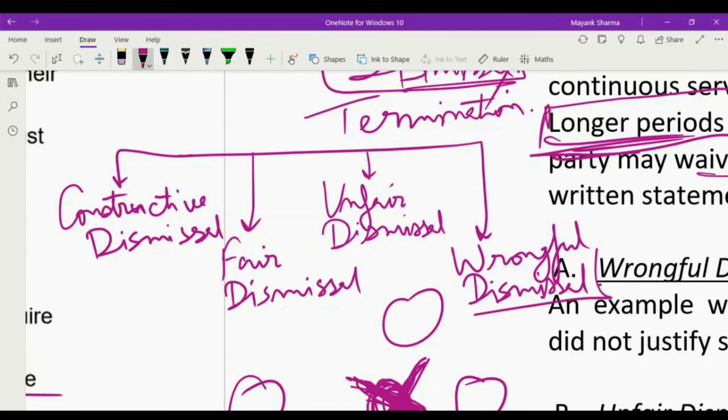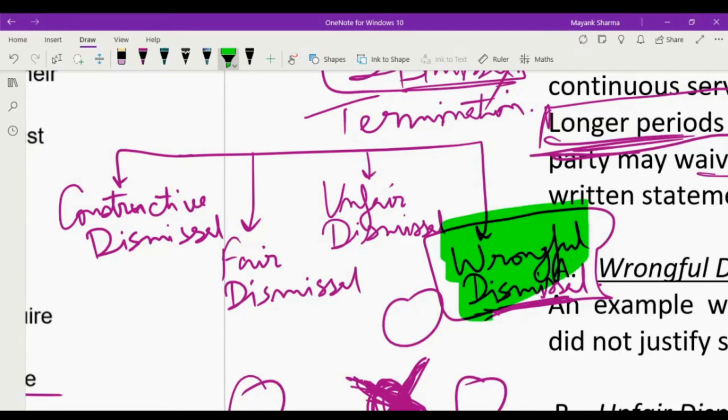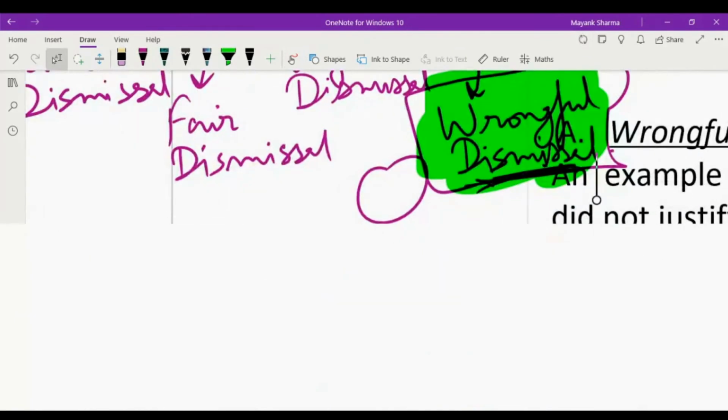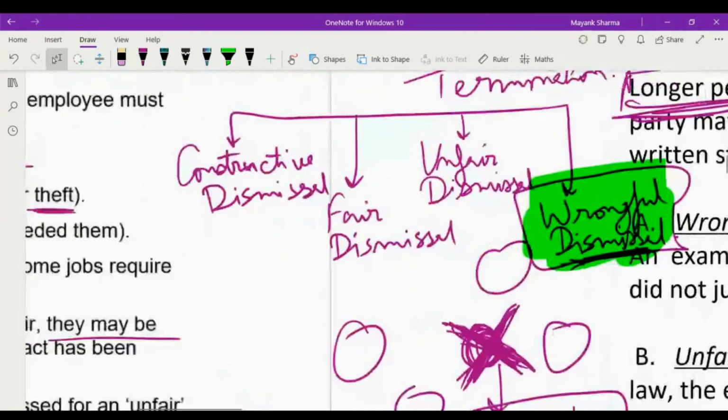So wrongful dismissal just means that the dismissal ground is correct, but the terms of dismissal are not followed. Like you were told that whenever the organization dismisses you, you'll be given 1 month's notice. And now you're not given 1 month's notice. That is wrongful dismissal, because the ground of dismissal is correct. They are dismissing you for the correct reasons, but the conditions of dismissal or the contract are not fulfilled. Right?